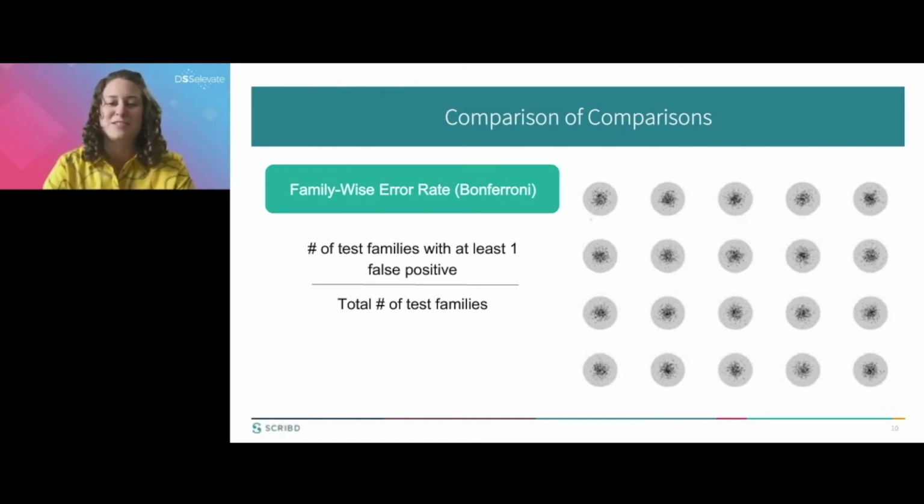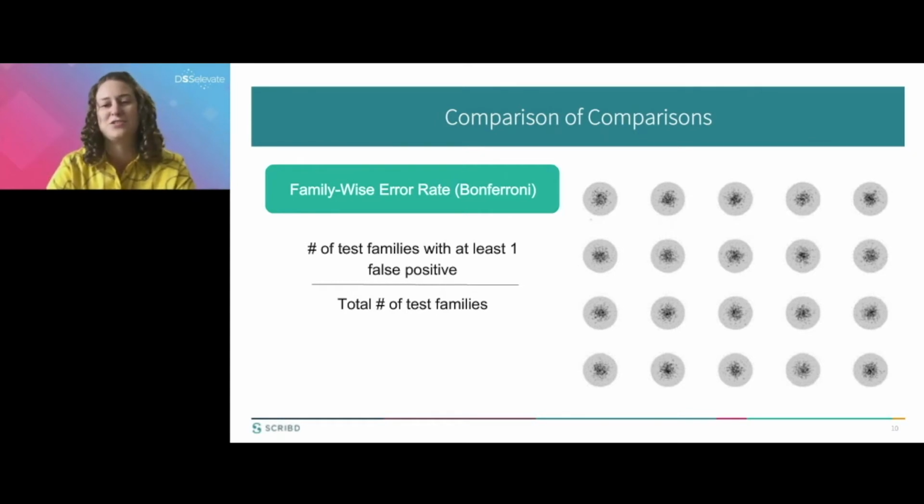So test family is actually kind of an arbitrary thing that the statistician has to decide on themselves. But in any case, the family-wise error rate that you're setting when you set alpha for the Bonferroni method is defined by the number of test families that have at least one false positive out of the total number of test families.